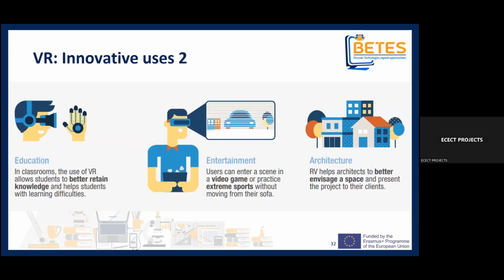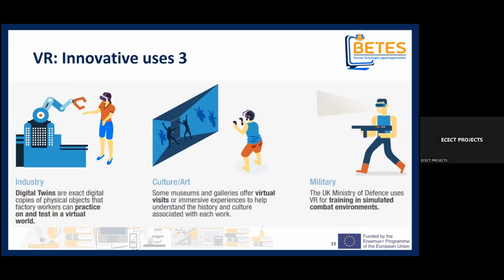We have education. Of course, visual education is easier to retain than a textbook. Entertainment, games, and so on. We actually have an Oculus, which we can play games on later if you like. Architecture: they use VR to visualize some aspects of architecture or do mock-ups for a space, for an environment. Industry is the most popular. We have culture and art. Many museums now have some sort of virtual reality or augmented reality. And military for training.